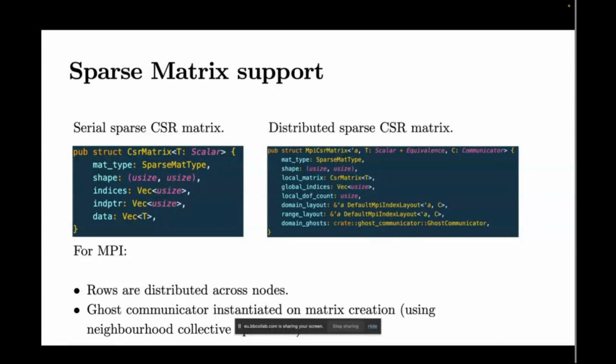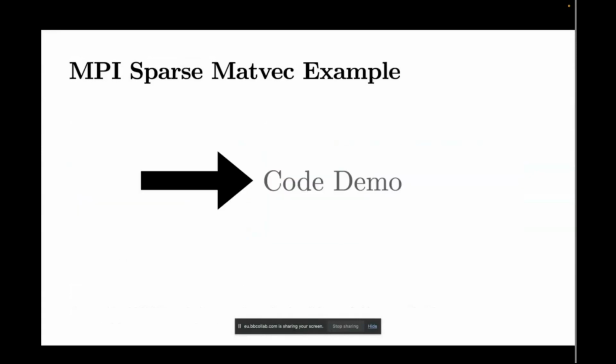Sparse matrix support is there. We've done the serial sparse matrices, CSR matrices, obviously very easy. We've also done distributed sparse matrices, and for distributed sparse matrices we use MPI. Rows are distributed across nodes, and we have a ghost communicator that's created on instantiation, which uses neighborhood collective operations. So all of this we can do very nicely and easily, and it works very nicely.